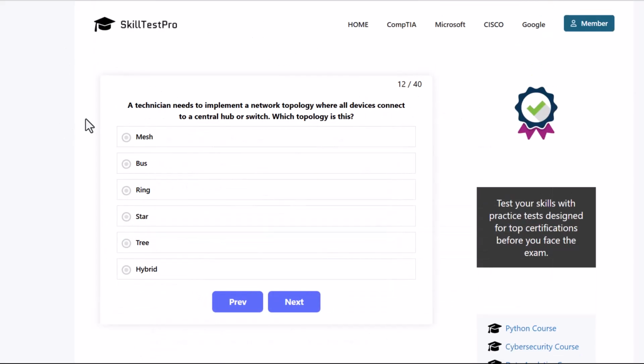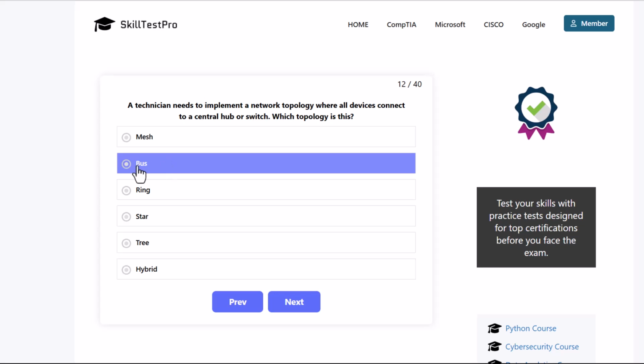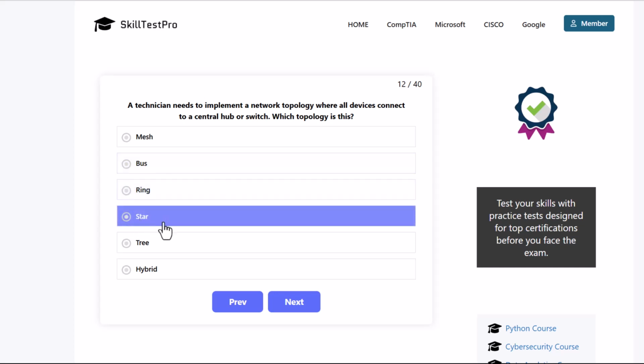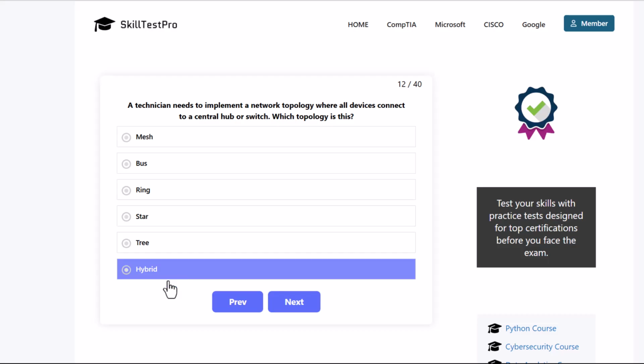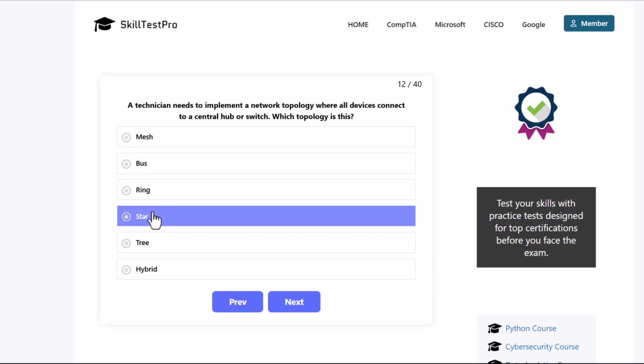And next question, a technician needs to implement a network topology where all devices connect to a central hub or switch. Which topology is this? You should also know all network topologies which are out there, and they are all pretty much listed here: mesh, bus, ring, star, tree, or hybrid. We are talking about the most used one even in our days, and that is a star.